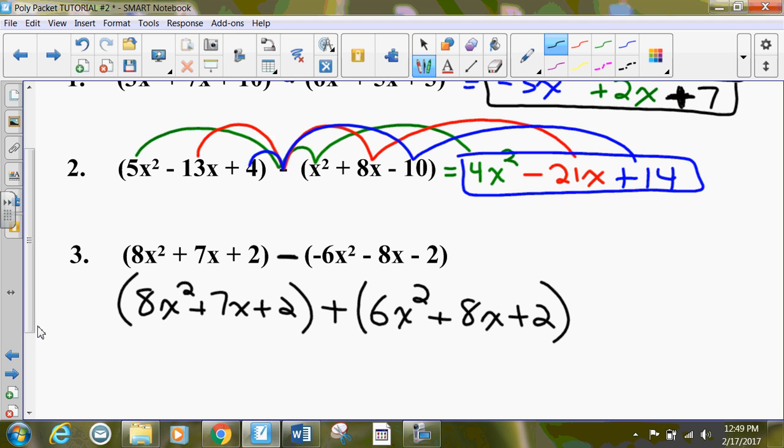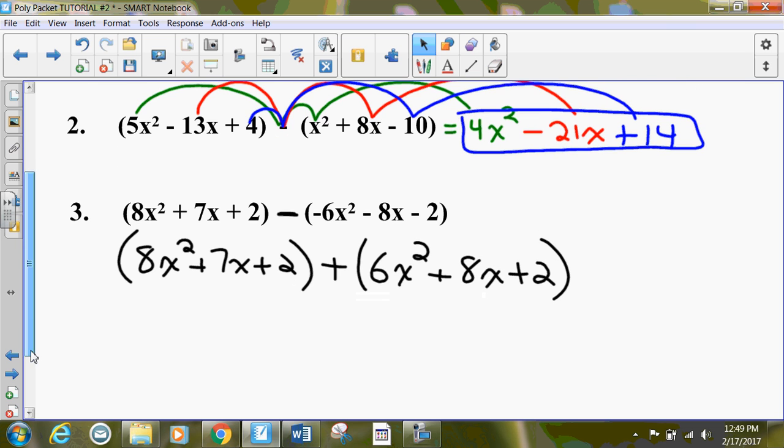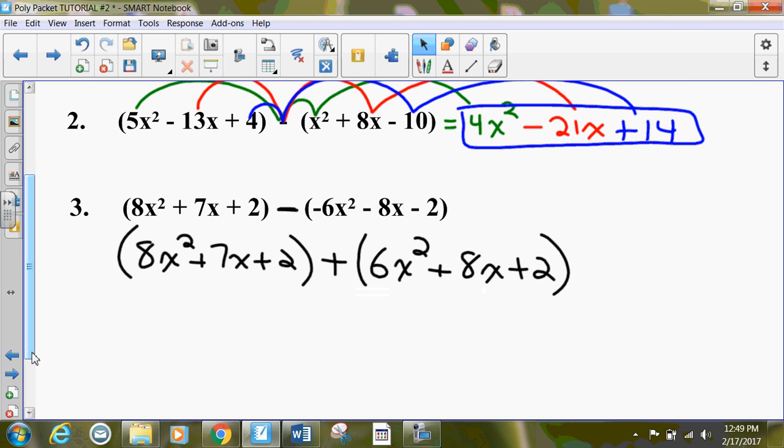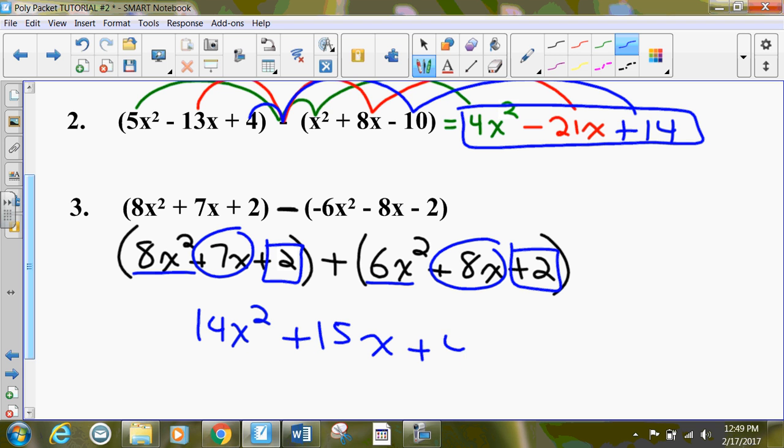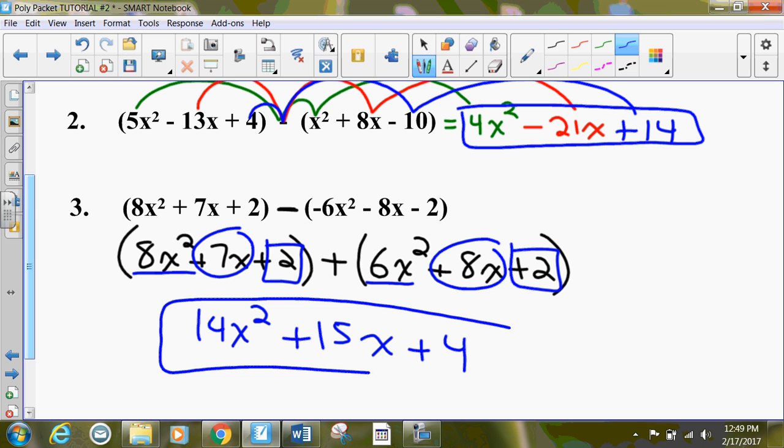Not that we would be worried about it, but in some ways it makes it easier. So 8x squared plus 6x squared is 14x squared, right? This plus this. 7x plus 8x is 15x. And 2 plus 2 is 4. That was kind of fun saying that, kind of like elementary school. 2 plus 2 is 4.